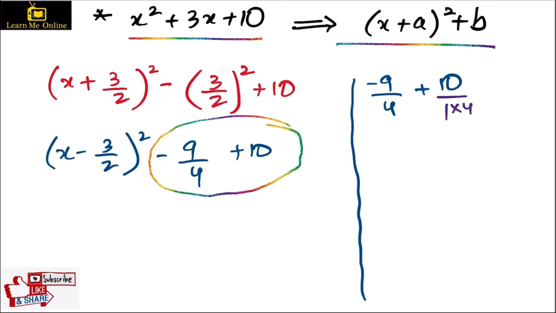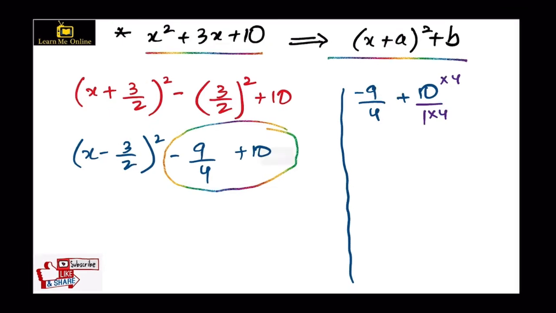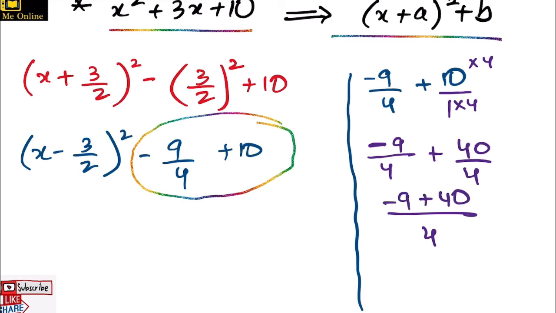You multiply by 4 the top and the bottom of the second fraction. We'll be getting minus 9 over 4 plus 10 times 4, which is 40 over 4. We have the same number in the denominator, which is 4, and you do minus 9 plus 40. That gives you 31 over 4. So the simplification of minus 9 over 4 plus 10 is 31 over 4.